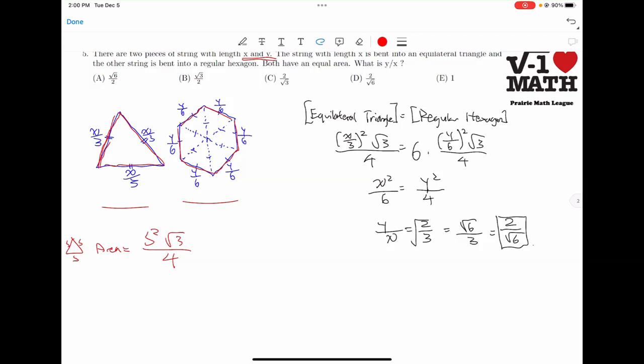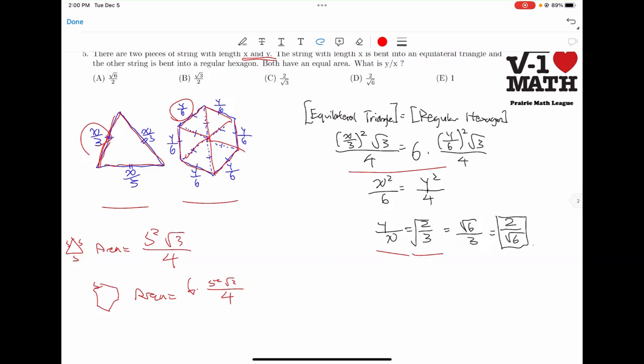Now, a hexagon is basically 6 equilateral triangles. So, a hexagon with side length s will have area equal to 6 times s squared square root of 3 divided by 4. Now we can just plug in x over 3 and y over 6 to get this, which we can solve for y over x to be square root of 2 over square root of 3.